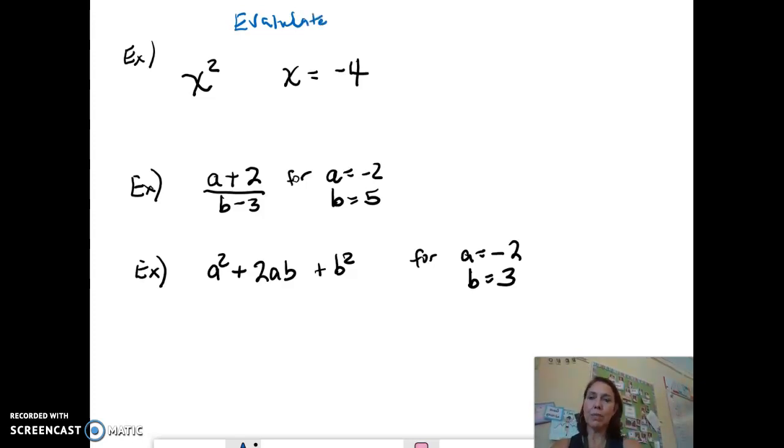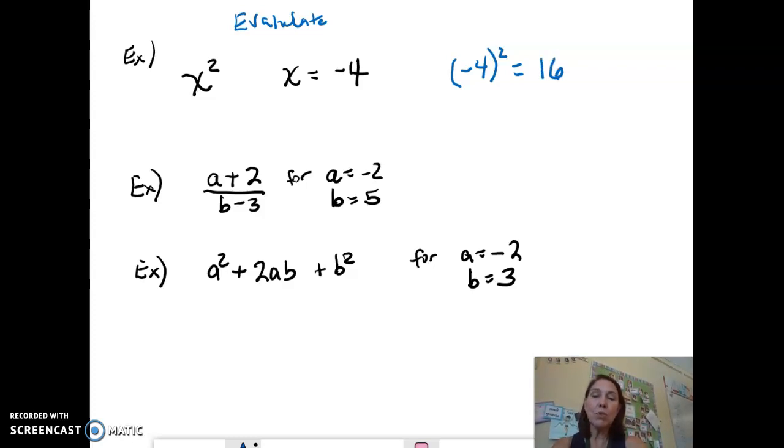For example, in example 1, when I have the expression x squared and I'm told that x equals negative 4, I'm going to plug in a negative 4 for x and then square it. You will hopefully know at this point that negative 4 squared, the base is negative 4, so that's negative 4 times negative 4, which is a positive 16.